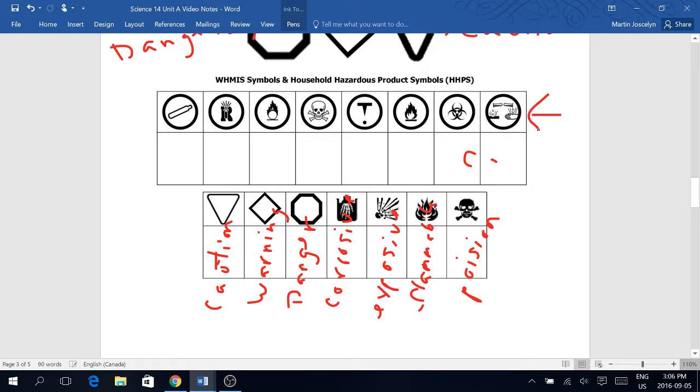These here are WHMIS symbols. I'm not going to fill them out for you again. And these here are HHPSs, household hazardous product symbols. These are WHMIS and HHPSs.